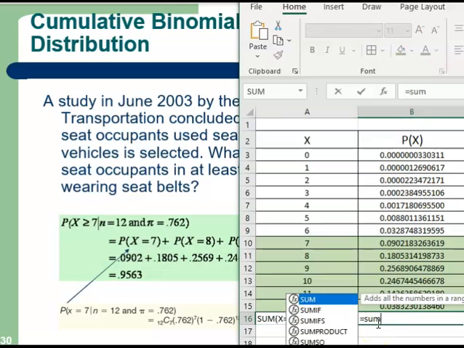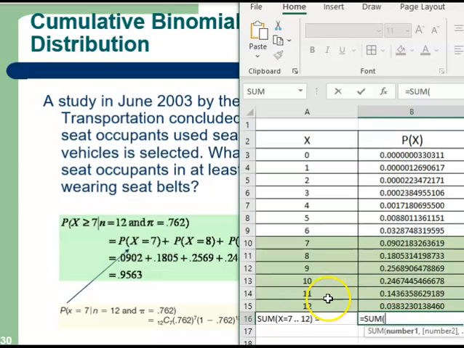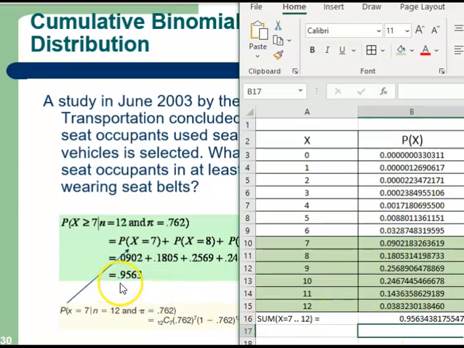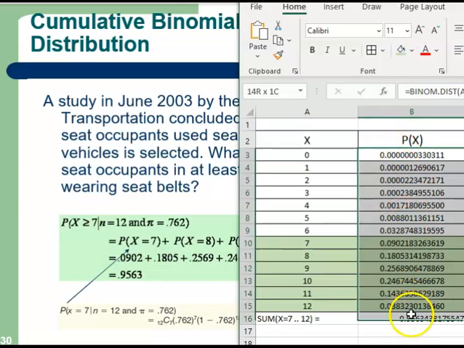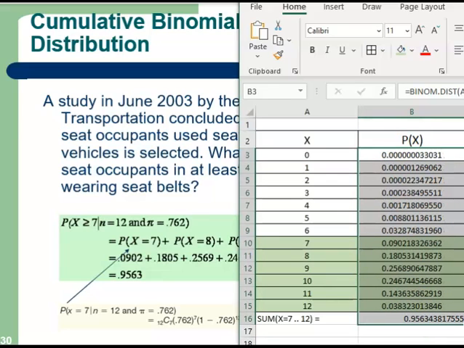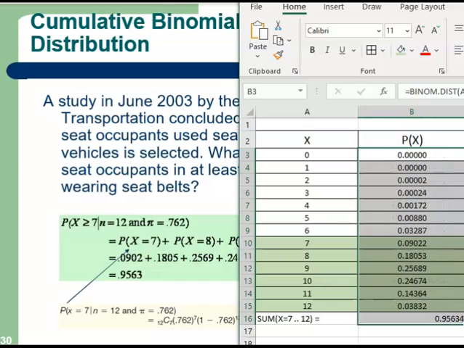so type equal to sum and just select the values you want to add. And that's it. It's going to calculate the total probability here. Press enter. 0.09563. 0.09563 is the same number. Okay. So, and if you want to reduce the decimals, you can do that actually.